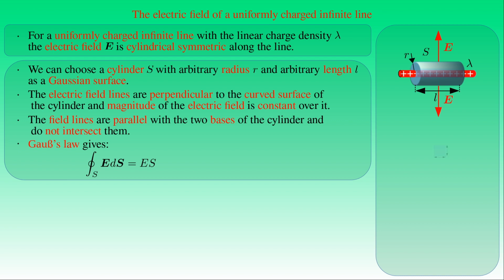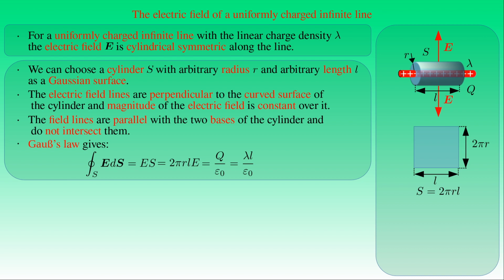The area of the curved surface is given by the product of the circumference of the bases, times the height of the cylinder, that is 2 pi times r times L. As a result, the electric flux through the cylinder is equal to 2 pi times r times L times E. Gauss's law states that the electric flux through the Gaussian surface S is given by the charge q enclosed by the surface over epsilon naught. Here the charge q is equal to the linear charge density lambda times the length L.